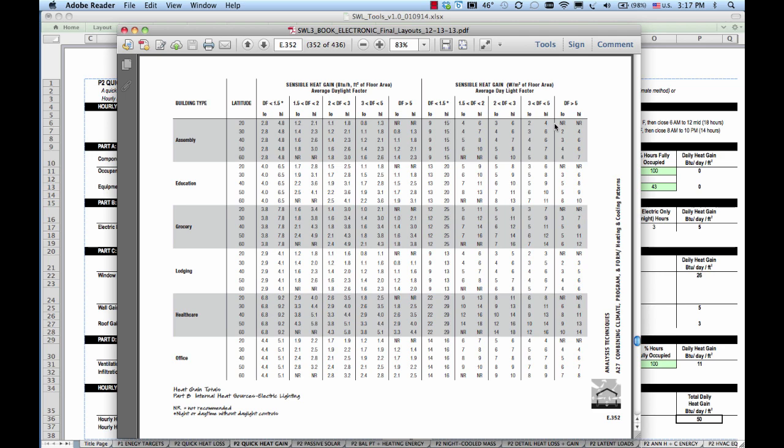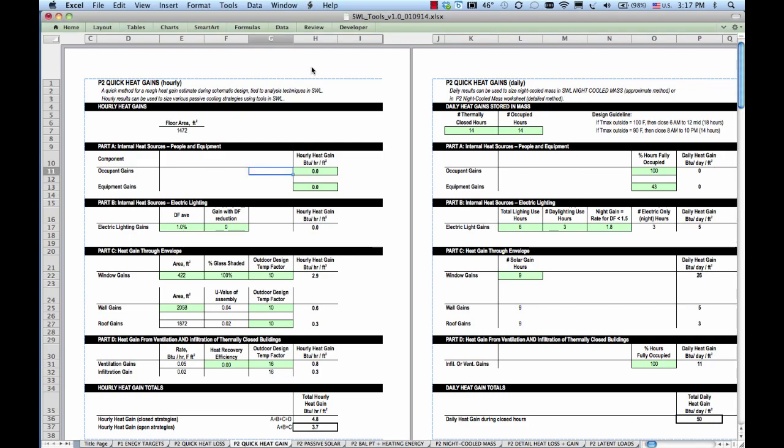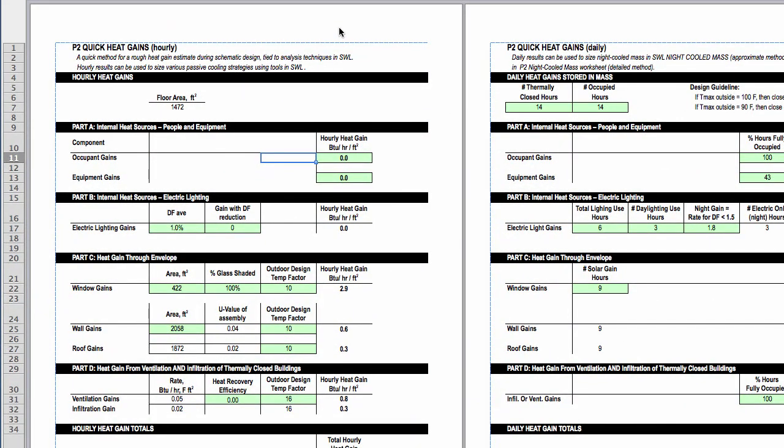Let's enter the rates for occupant gains and equipment gains. So I'll close my SWL electronic, go back to my SWL tools. We're still on the P2 quick heat gain sheet. I'll go to occupant gains and input 2.5, and also we determined 2.5 was our rate for equipment gains.